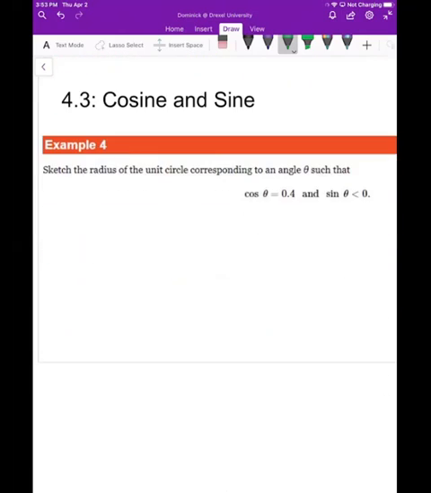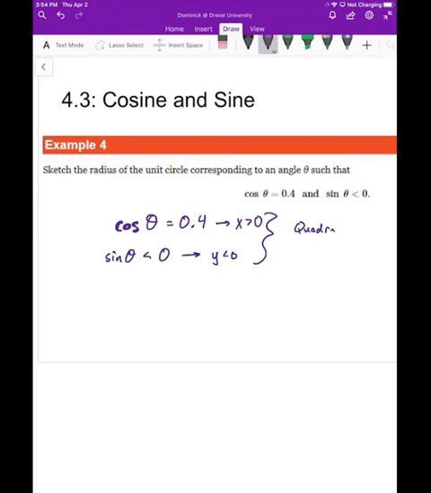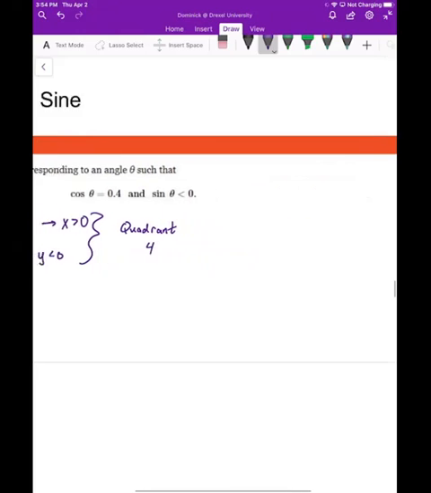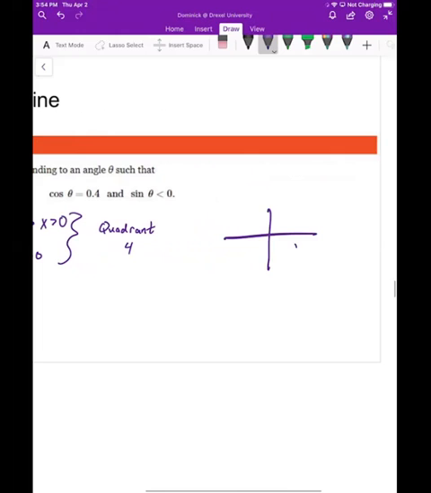Okay, so here we want to sketch the radius of the unit circle that corresponds to an angle such that we know that cosine of theta is equal to 0.4, and we know that sine is negative, right? So if sine is negative, that means that y is negative. And if my cosine is 0.4, which is positive, my x is positive. So this means that we are in which quadrant? It means that we're in quadrant 4, right? So wherever we are, we're going to be in this quadrant, because that's where my y is negative, but my x is positive.